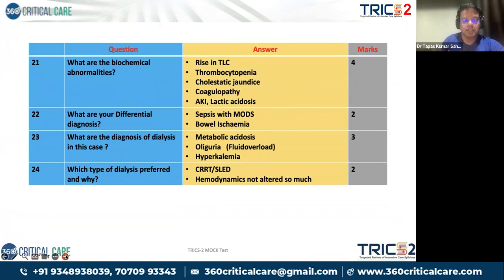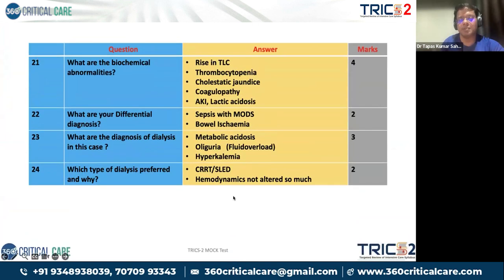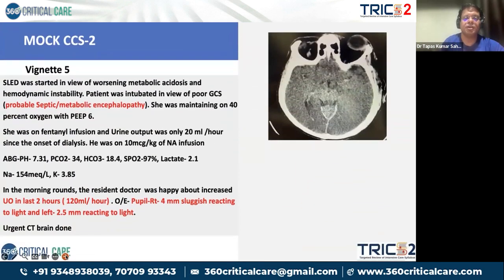Now, there is the next question. They would be showing you something like the patient has developed oliguria. So, what are the indications of dialysis in this case? They may ask you. That would be metabolic acidosis, oliguria, hyperkalemia. And in this patient, who has now landed up with colonic pseudo obstruction and multi-organ failure following fat embolism syndrome, what type of dialysis is preferred and why? CRRT or SLED, because the patient is not so hemodynamically unstable. So you can answer that. Now, the story doesn't end here.